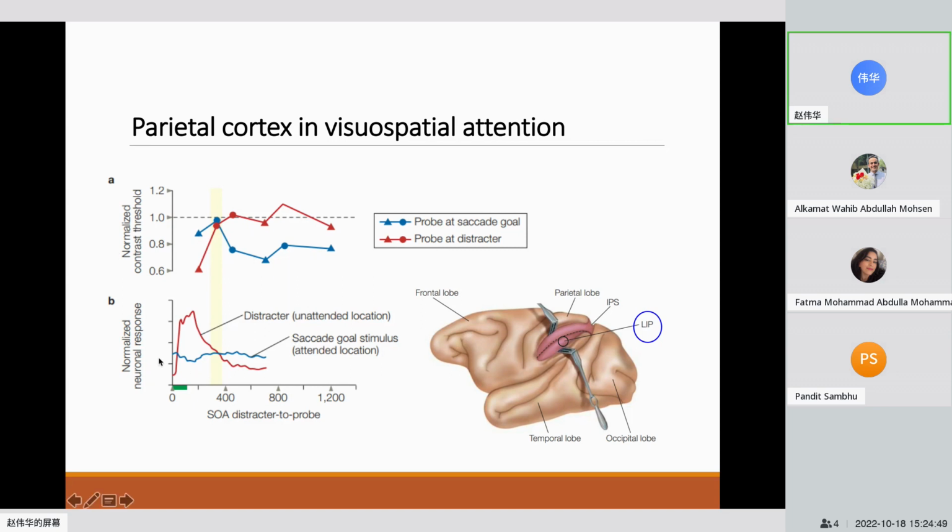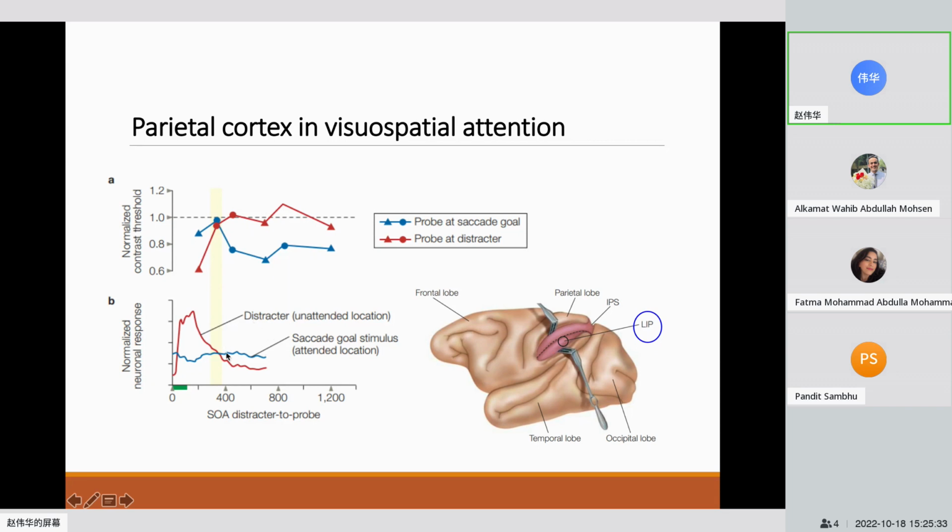So what about the neurons? What did the neurons do during the processing? In figure B, the red curve plots the neural response evoked by the distractor stimulus, and the blue curve shows the earlier saccade goal stimulus at the attended location. When the neural response to the distractor is larger than to the saccade goal stimulus, the behavioral performance is better for the probe. So you should check these two figures at the same time.